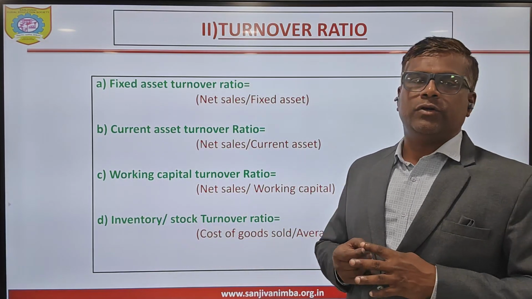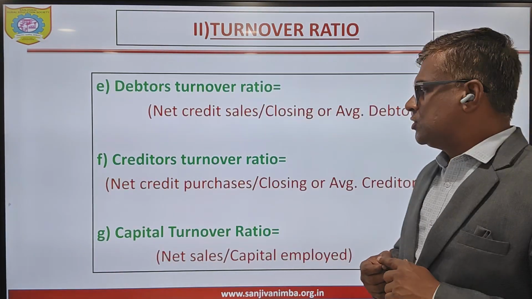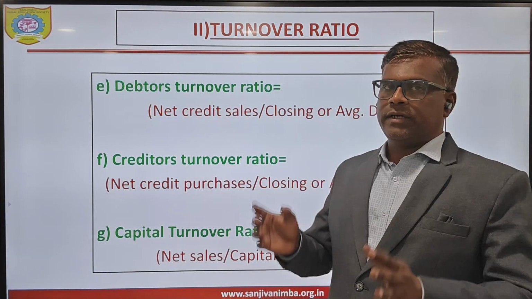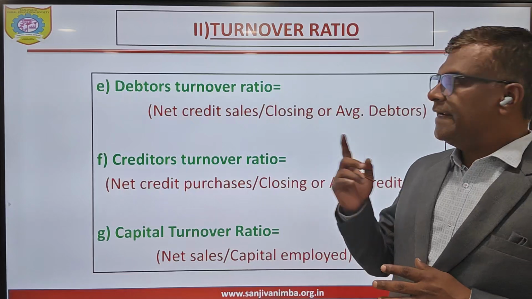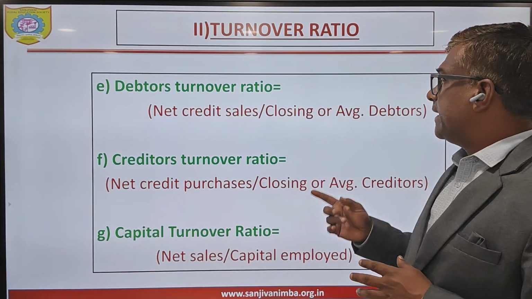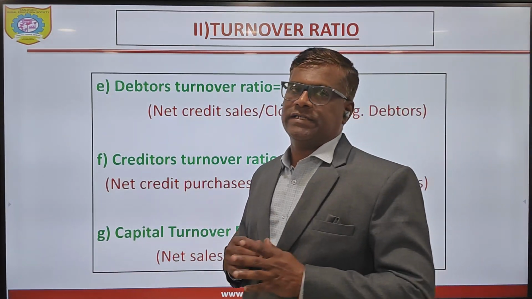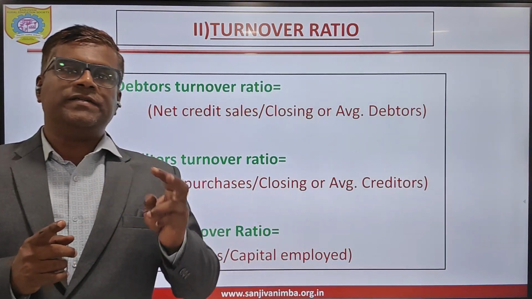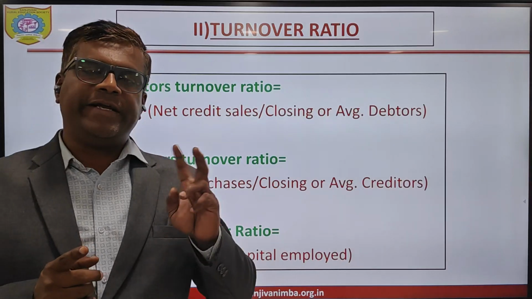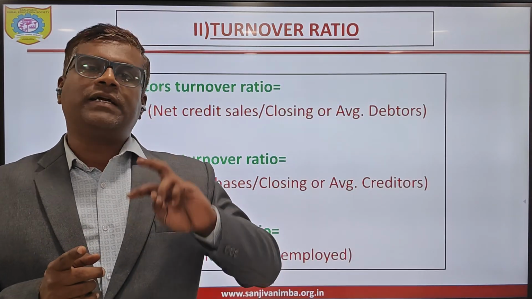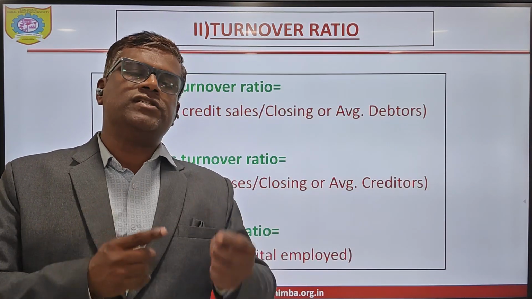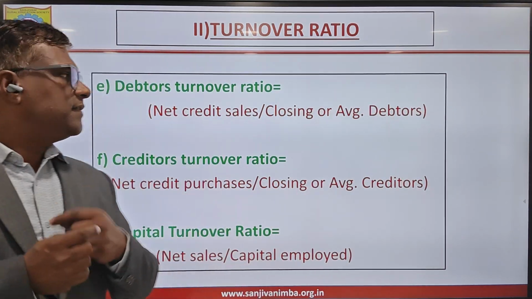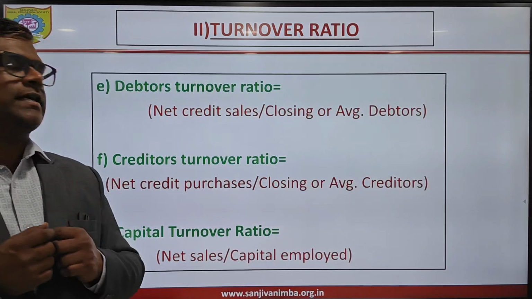There are a few more turnover ratios that we can eye upon. Another one is the debtors turnover ratio. Of course, the formula is net credit sales divided by closing or average debtors. So debtors turnover ratio will help us in understanding whether the business has a sufficient amount of debtors provision and whether creation of debtors is actually supporting sales induction. So these are something that you can understand.